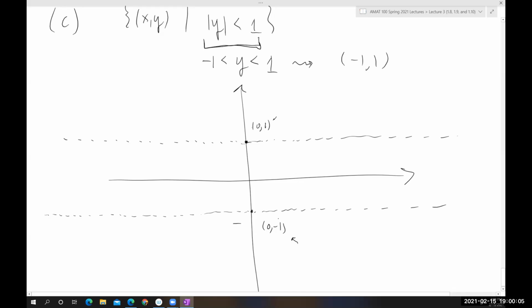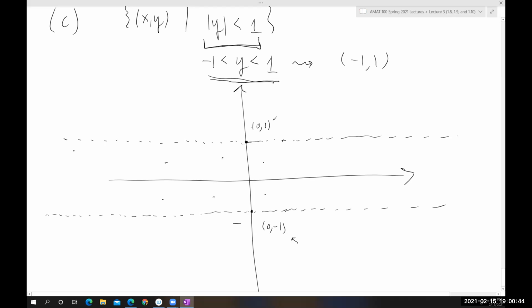Now, if we consider any point on this dotted line, the y coordinate is forced to be 1 or -1, depending whether it's on this line or this line. But that is a point that won't satisfy this inequality. So we need to keep these dotted lines because we don't want to consider any points on those. But if we're at any point in between them, say these points, the y coordinate will be somewhere between -1 and 1, which is precisely what we need for a point to be in the set. It will satisfy the condition to be in the set.